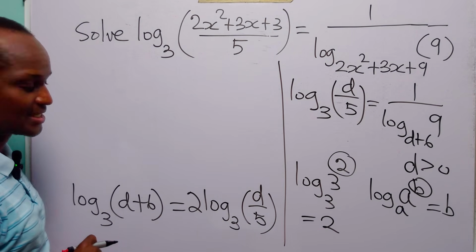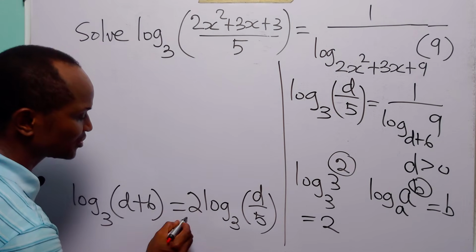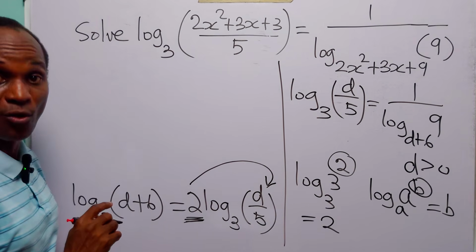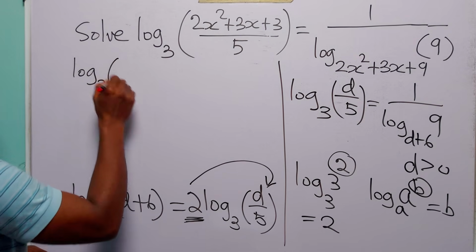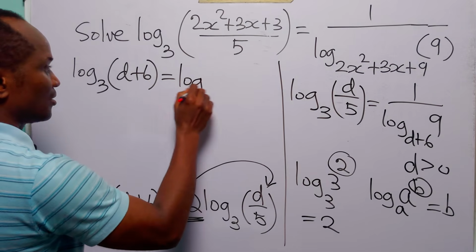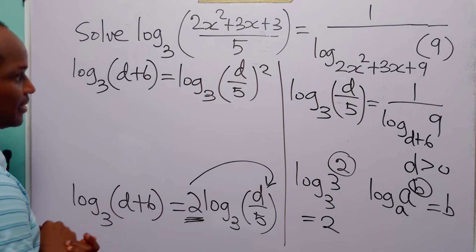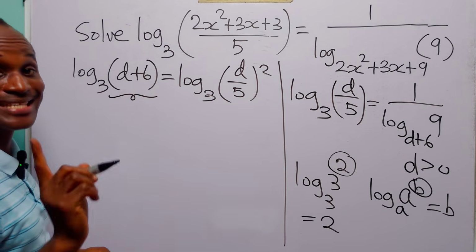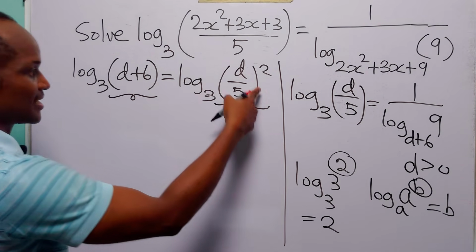Now the next step to solving this equation is to apply the power rule to this right hand side. We are going to take this multiplier 2 up to become the exponent of d over 5. When we do that, this equation becomes log to base 3 of d plus 6 is equal to log to base 3 of d over 5 squared. And finally, we have that log to base 3 of this is equal to log to base 3 of this. That simply means that this is equal to that.